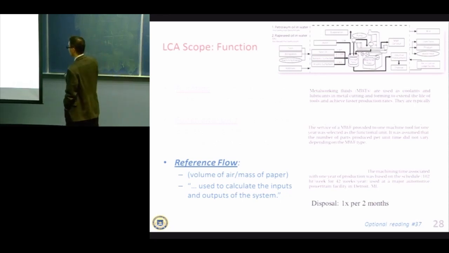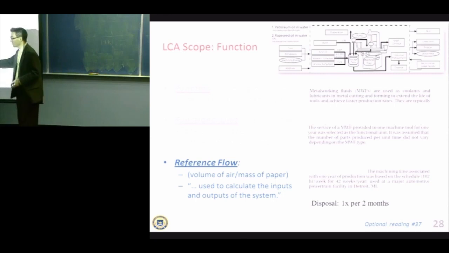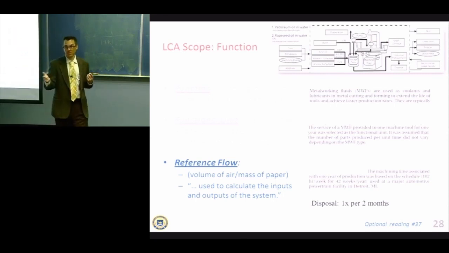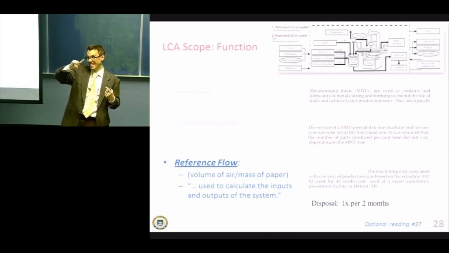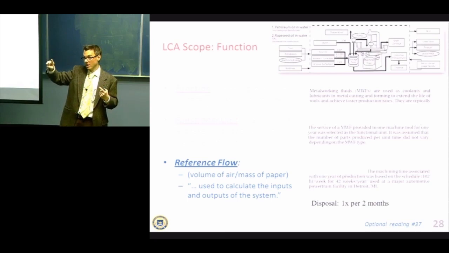Now, I put the utilization rate in gray here. It's 5 gallons a minute. It actually doesn't matter because you're going to use the petroleum-based fluid and the vegetable-based fluid at the same rate. So if it's 5 gallons a minute for one, you'll use it at the other. So in principle, you could ignore that.